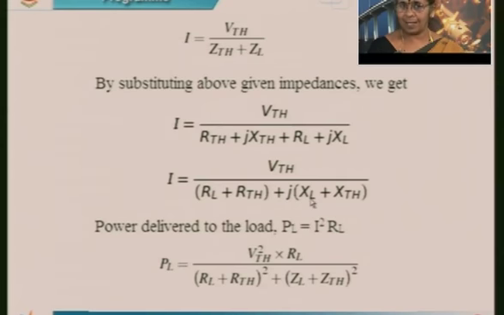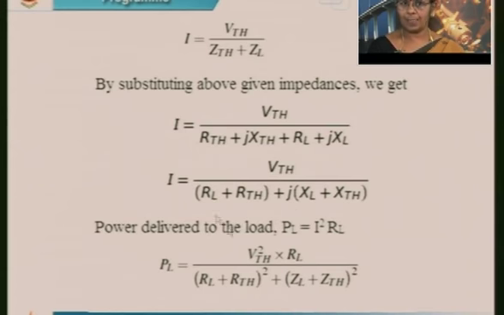RL and XL are of the load, and hence both are variable. RL is variable and XL is variable. So in such cases, how to find the condition for maximum power? The first thing is, you have to find the expression for the power delivered to the load. What exactly are we going to find? It is IL square or I square into RL.